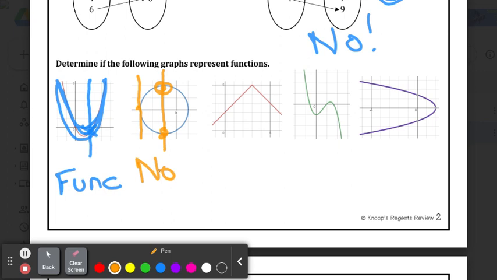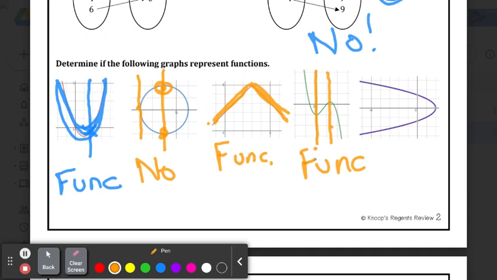So for graph 3, it's an absolute value. It is a function. This fourth one looks like a cubic. It's weird looking, but anywhere I put a vertical line, it only crosses that graph at one point. So this one is a function. And then this last one, not a function, fails.